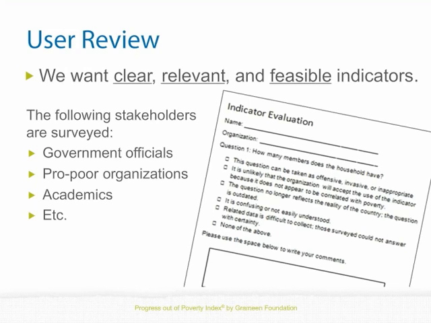Grameen Foundation sends an online survey of the draft indicators to different stakeholders for review. They provide feedback on the clarity, relevance, and feasibility of the indicators. For example, draft indicators may be sent to people in government, pro-poor organizations, academia, and other contexts within the country. Questions asked include, can this question be construed as offensive or inappropriate? Is this indicator relevant? Is this question confusing or difficult to understand? Is the information easily collectible? Among other questions.